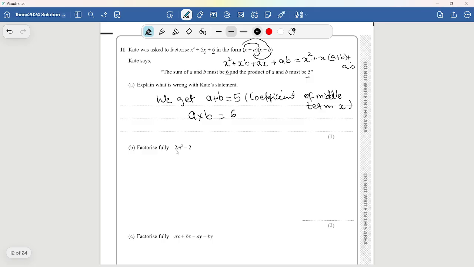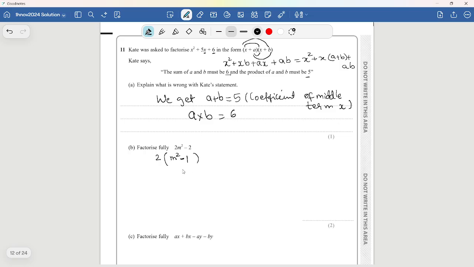Factorize fully 2m squared minus 2. So to factorize these two terms, we take out the common number here, that is 2. The HCF of 2 and 2 is again 2. So we take out the HCF and write the remaining terms. To know what remains here, 2m squared divided by 2 is just m squared. 2 divided by 2 is 1, and there is a minus sign here. So that goes inside the parenthesis.